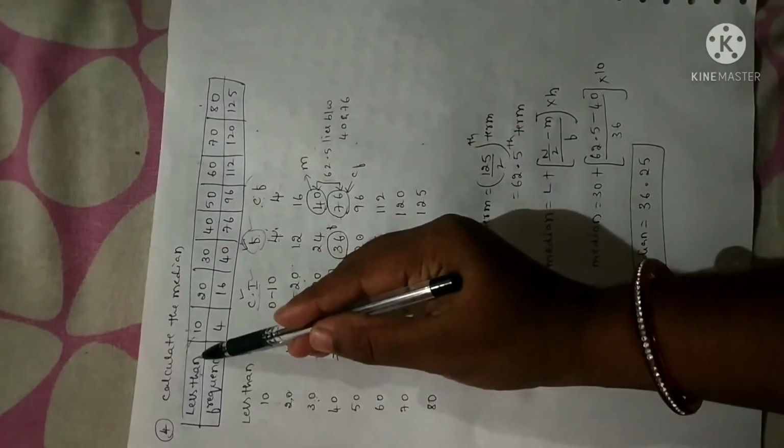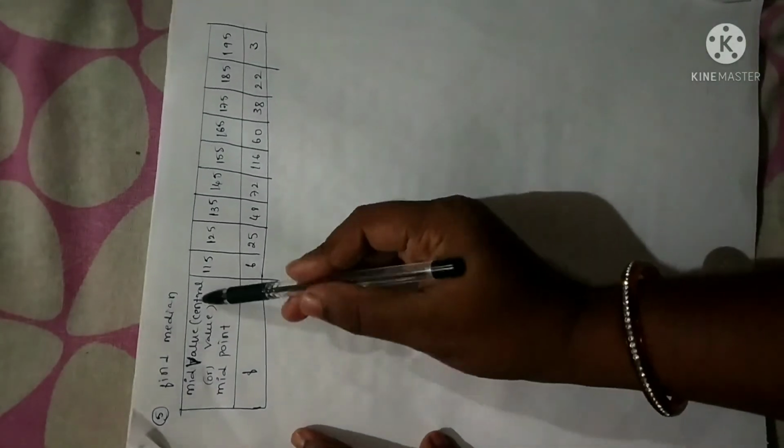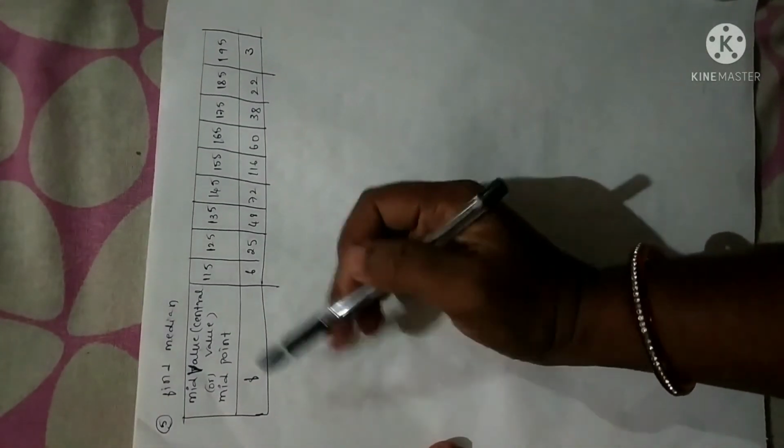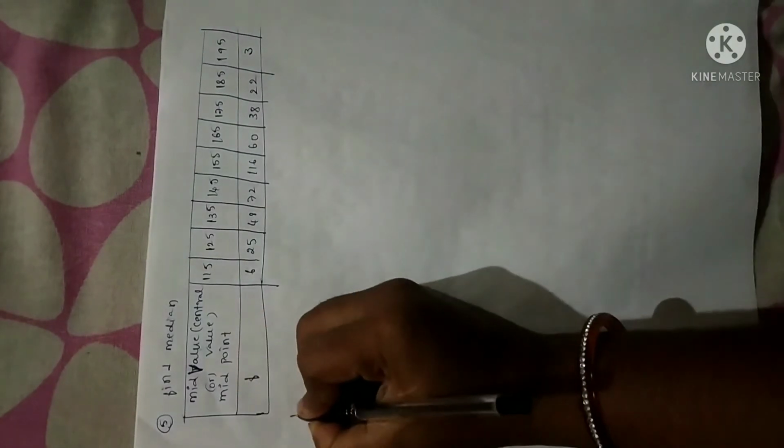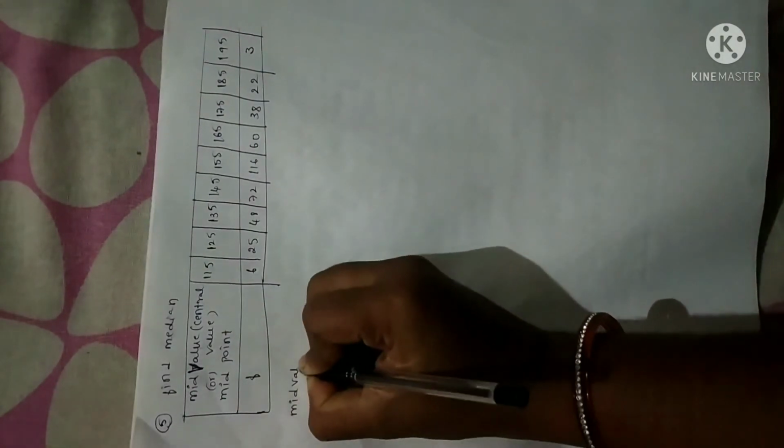Now let me solve a last problem in the median concept. In the previous problem, the given value was, instead of midpoint, given as less than. But here it is not the case. The mid value or central value is given. So the midpoint is given, and we have to construct the class interval. Let me write the given data first. So the mid value is given.